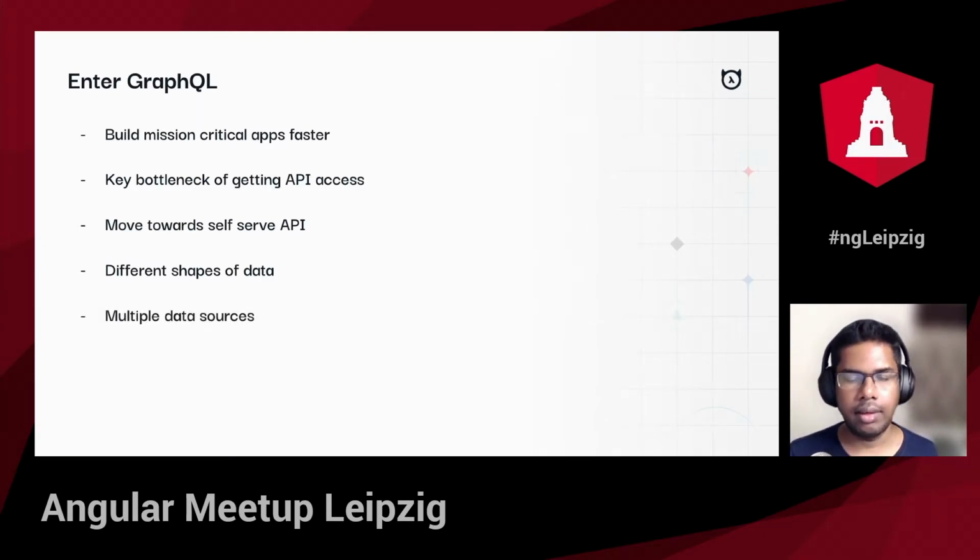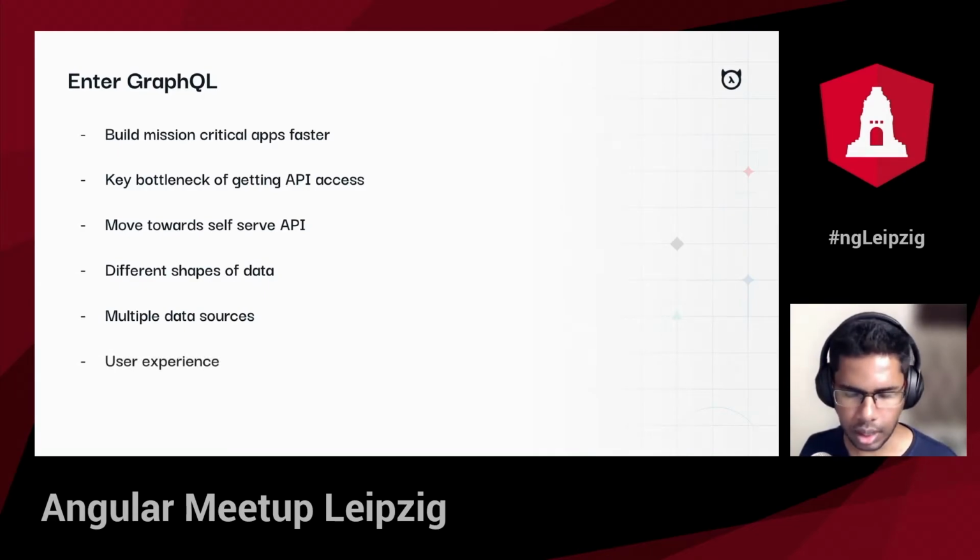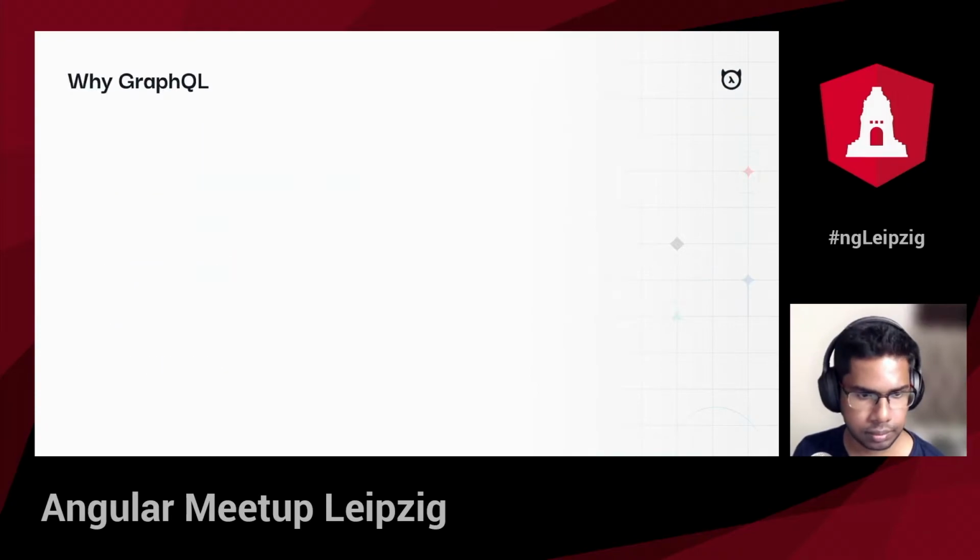And because you can have different shapes of data, it doesn't matter how data is being fetched or where data is being fetched from. So you can have multiple data sources. This could be a database, your external APIs. Data can be combined from different sources, and the front-end developer doesn't need to know where the data is getting fetched from. And obviously, all of this combined, the tooling that GraphQL brings in enhances the user experience a lot better overall for developing apps pretty quickly.